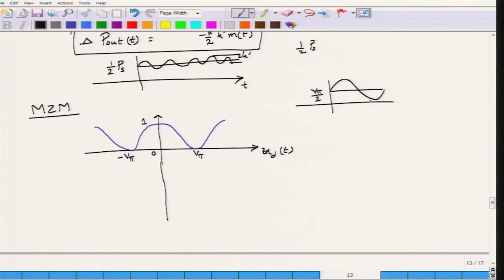Sorry, this should have come and met the horizontal axis. So, I have this as a sinusoidal signal whose peak value is also V pi by 2. So, that the peak value of ud of t that I am getting will be equal to V pi, and then its minimum value will be equal to 0. So, if this is something that I am looking at, this is as a function of time, this is the ud of t. So, if this ud of t is presented to the Mach Zehnder modulator, what would be the output of the modulator?